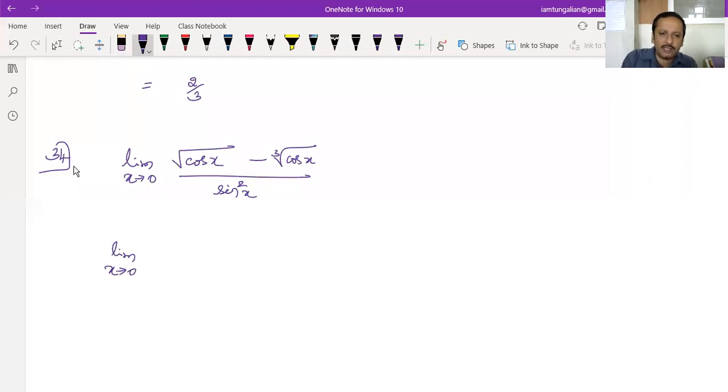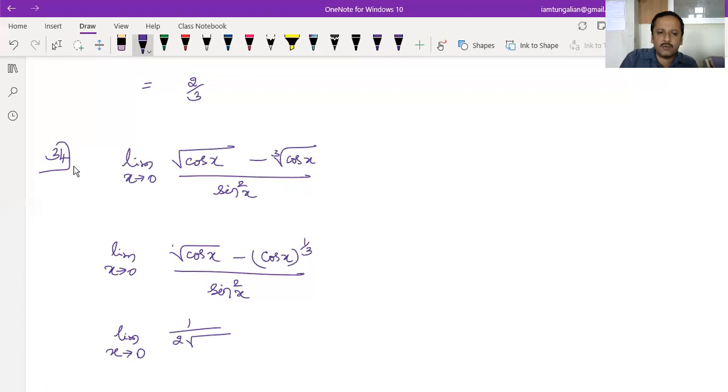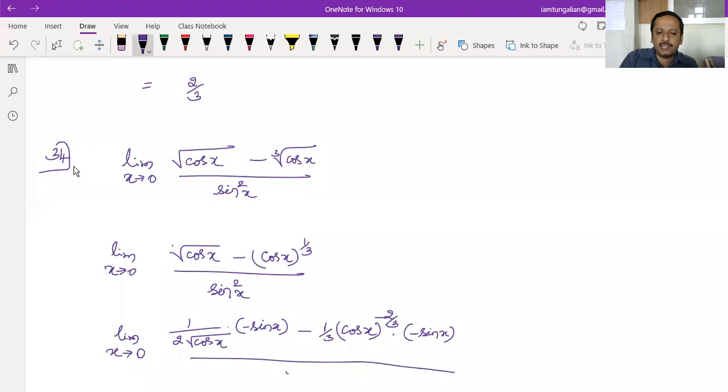Before that, I will write this root cos x as it is, and the cube root of cos x can be written as cos x to the power 1 by 3, divided by sin square x. Now use L'Hospital's rule, which means we are differentiating. The derivative of root cos x is 1 by 2 root cos x into minus sin x, minus the derivative of cos x to the power 1 by 3, that is 1 by 3 into cos x to the power 1 by 3 minus 1, which is minus 2 by 3, into minus sin x, divided by the derivative of sin square x, which is 2 sin x into cos x.